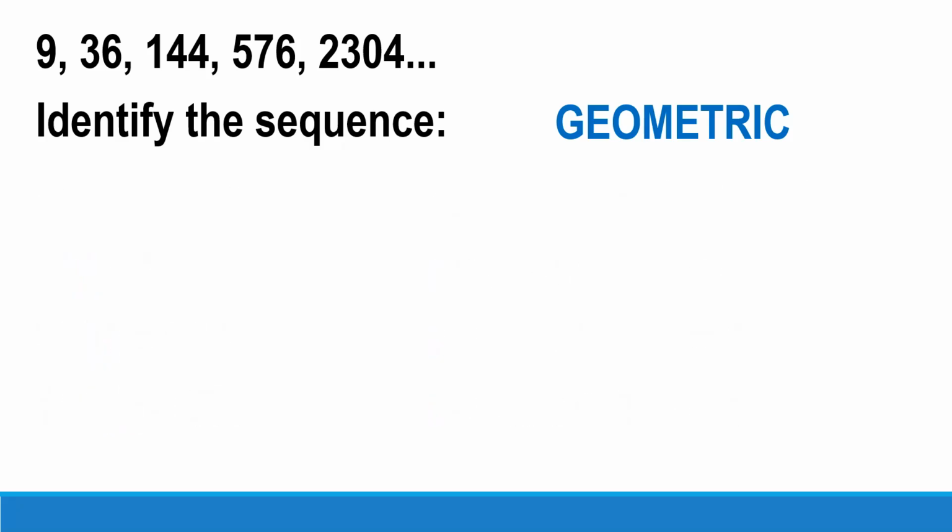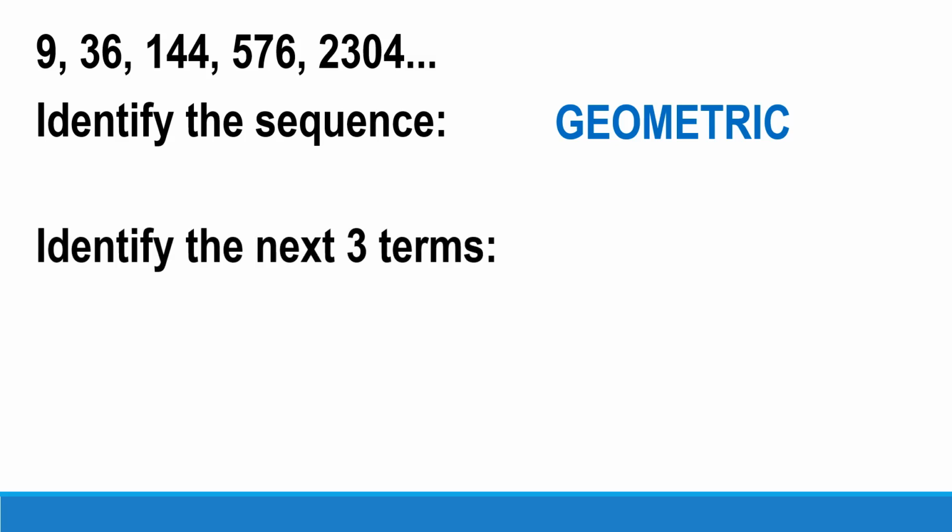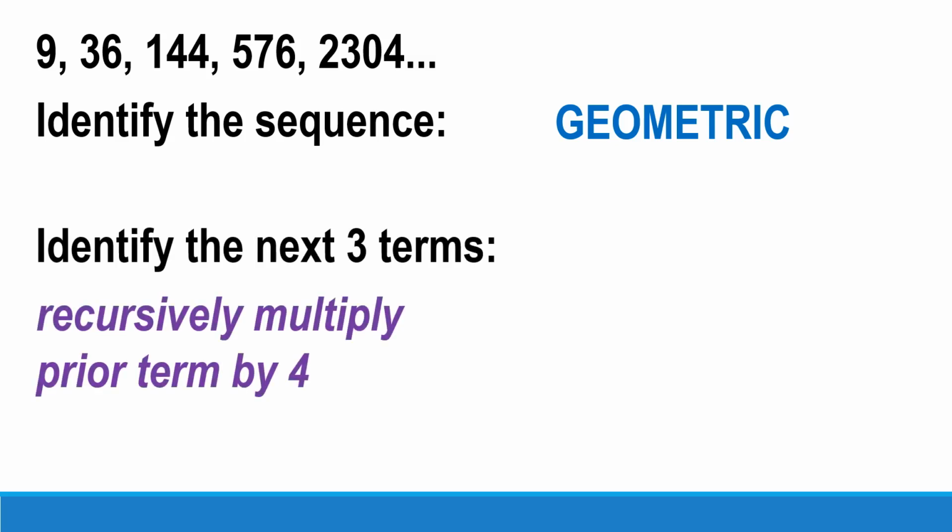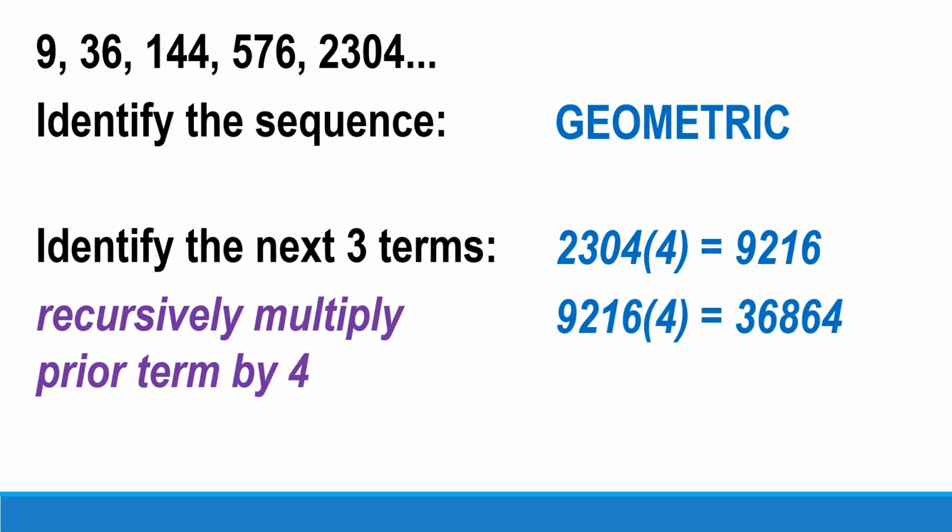Now knowing that the sequence is geometric, we can identify the next three terms. And all we need to do is use a recursive process in which we take the prior term and multiply by 4. So what would be the prior term? 2304, because we multiply that by 4 to get the new term of 9,216. 9,216 now will be the prior term, which we multiply by 4 to get to 36,864. And we would do it one more time to come up with 147,456.